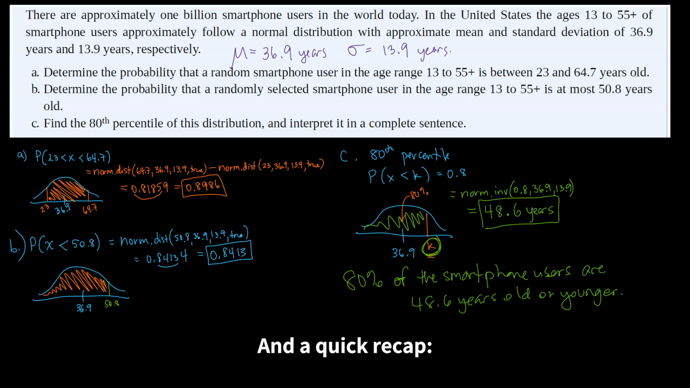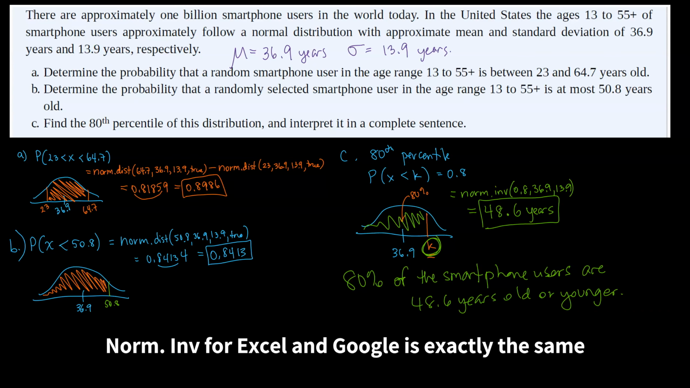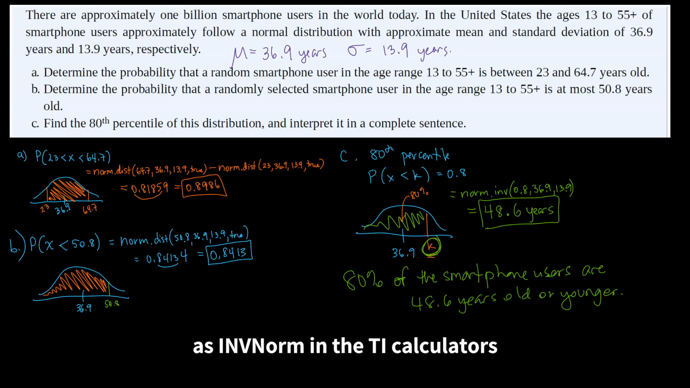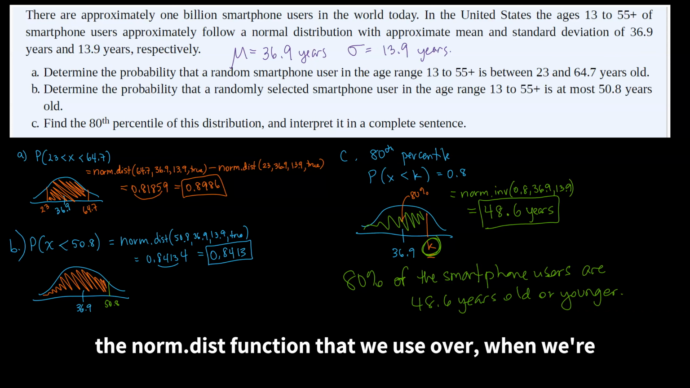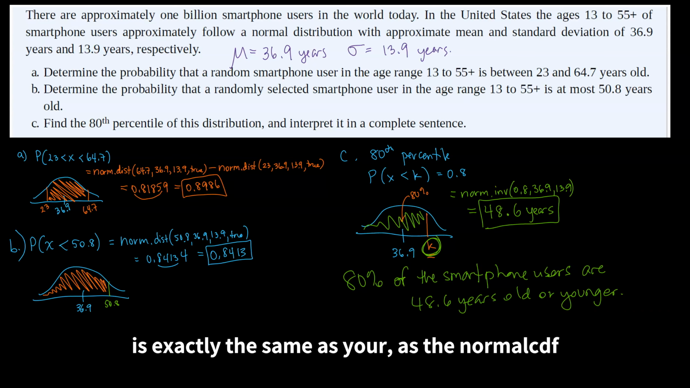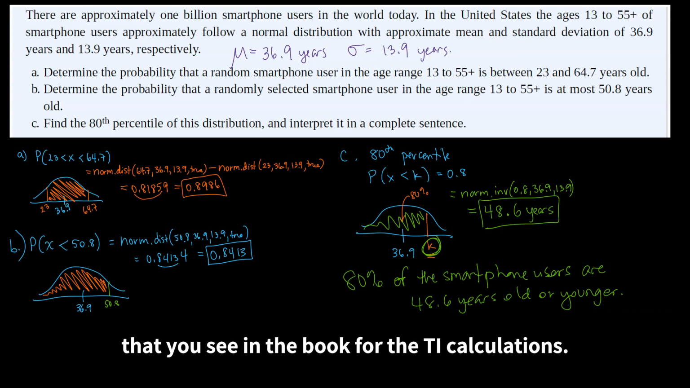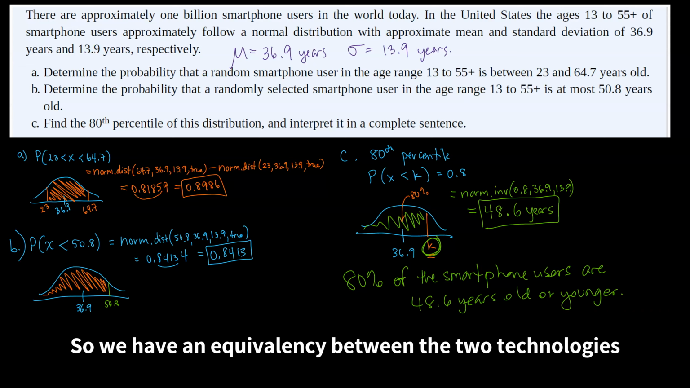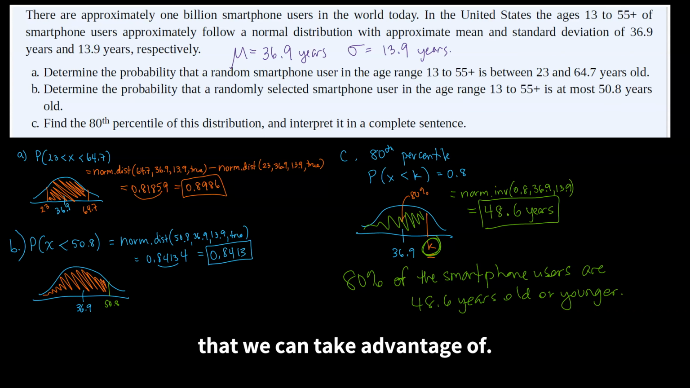And a quick recap, norm.inv for Excel and Google is exactly the same as INV norm in the TI calculators that's in your book. The norm.dist function that we use when we're looking for probabilities is exactly the same as the normal CDF that you see in the book for the TI calculations. So we have an equivalency between the two technologies that we can take advantage of.